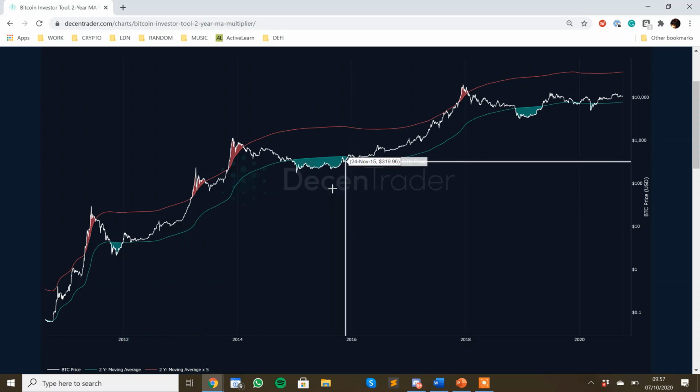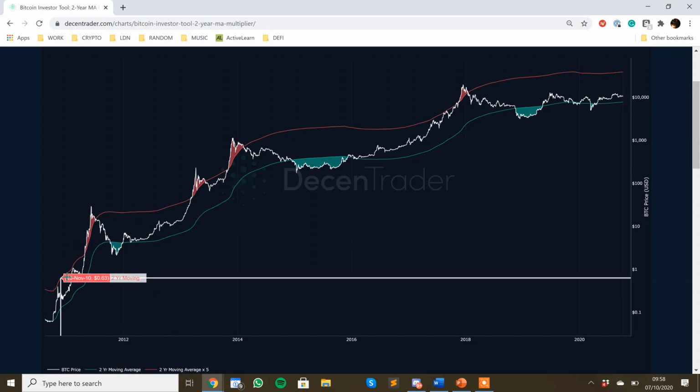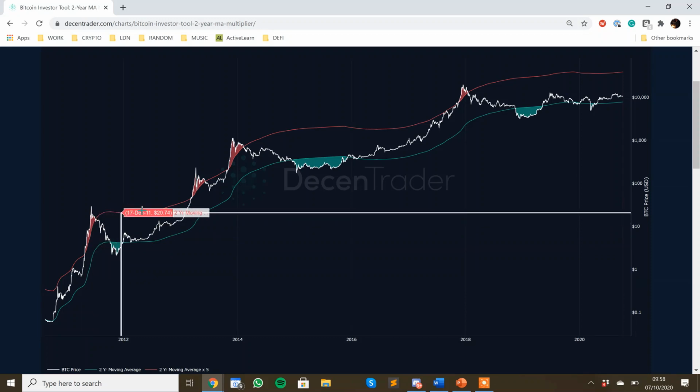throughout Bitcoin's history. And then it also uses a multiplication of the values of that line. And in this instance, we're using the 2-year moving average times 5. So it is taking the dollar values of the 2-year moving average and multiplying them by 5 to give us this upper boundary, the red line you can see here.